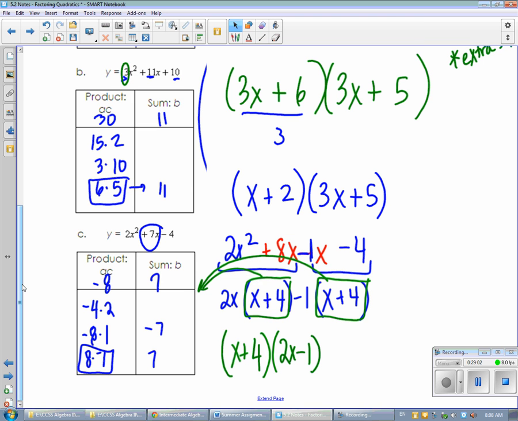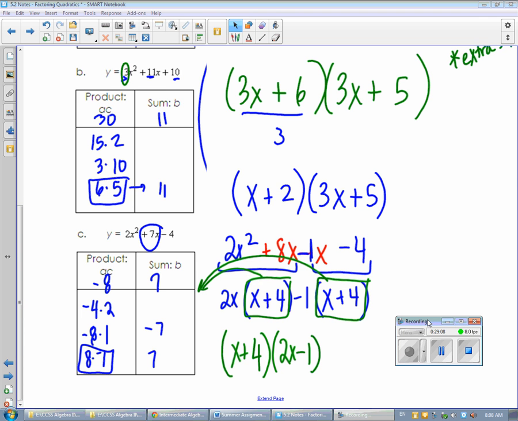So I hope this was helpful in figuring out some of the methods for factoring. You have an assignment to go ahead and complete for the summer that will review each of these methods.